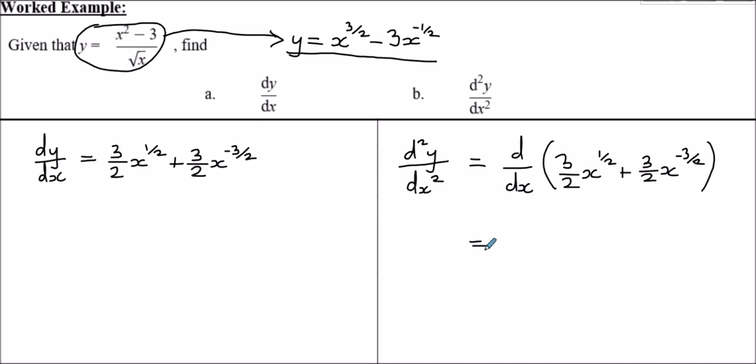We're differentiating twice. And so in the same way as before, we take this power, bring it to the front, so 3 over 2 multiplied by a half becomes 3/4. And the power of x becomes 1 less, so 1 off a half becomes minus a half. And this one here, minus 3 over 2 multiplied by 3 over 2 gives us minus 9 over 4. And the new power of x, minus 3 over 2 minus another 1, becomes minus 5 over 2.